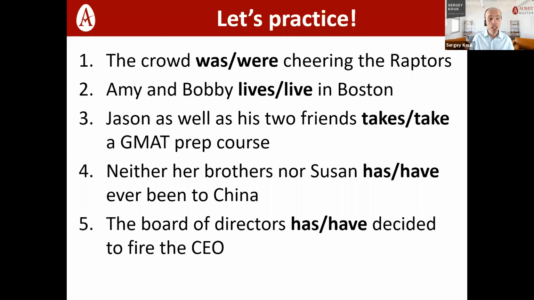So as you could see, in the first sentence, the crowd was or were cheering the Raptors. Most of the people selected was cheering. Some people said were cheering. Well, the Raptors, by the way, is a basketball team from Toronto that in 2019 won the NBA championship. For the first time in history, a Canadian team won the NBA championship.